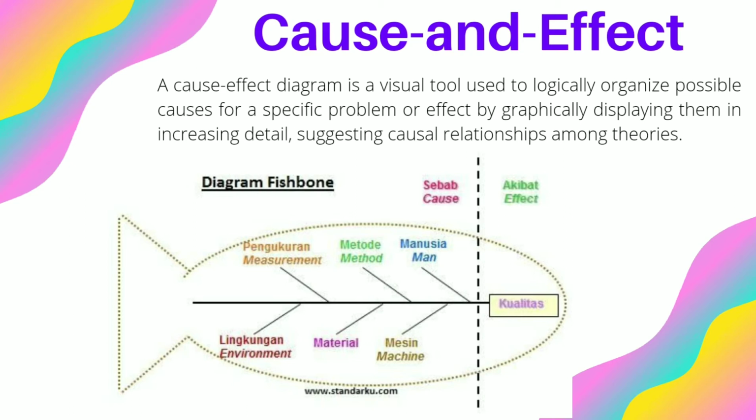Next is the part of the fishbone. In this part, write down any categories that can influence the topic written on the fish head before. Typically, the determination of these categories uses the 5M1E method, which are man, method, material, machine, and measurement, and environment.